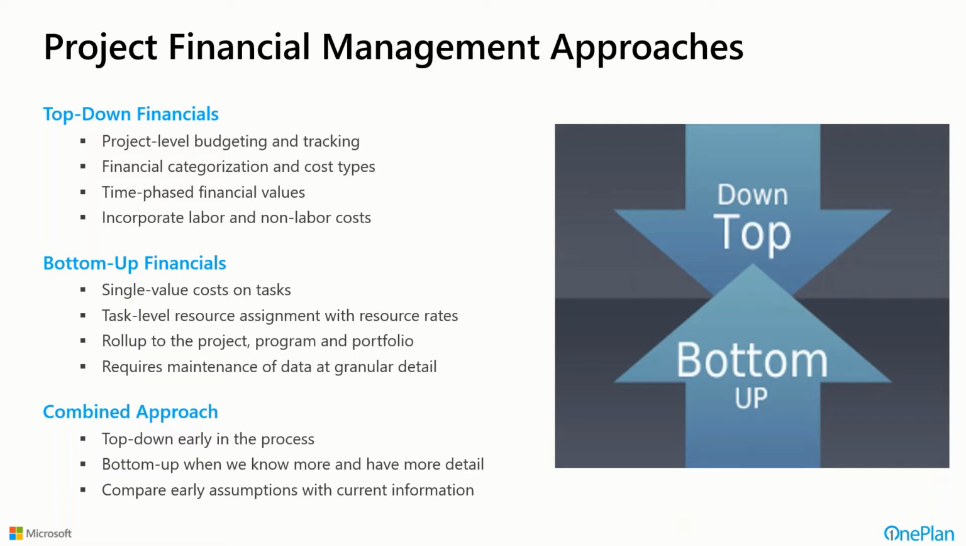And many organizations are using a combined approach where the top-down is what's used early on in the process, because that's all the information we have. But then when we have more detailed plans and schedules, they may do bottom-up to understand where they're at and how it's rolling out and how the actual things are happening on the ground. And then you can compare to those early assumptions on that top-down assumption with more current information as you go through the process. So the idea is it's really about what you need to do and what you're able to sustain as an organization from a level of granularity and rigor.